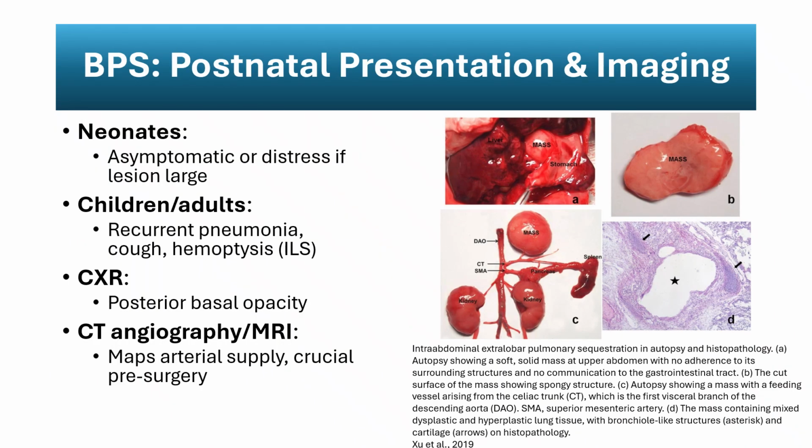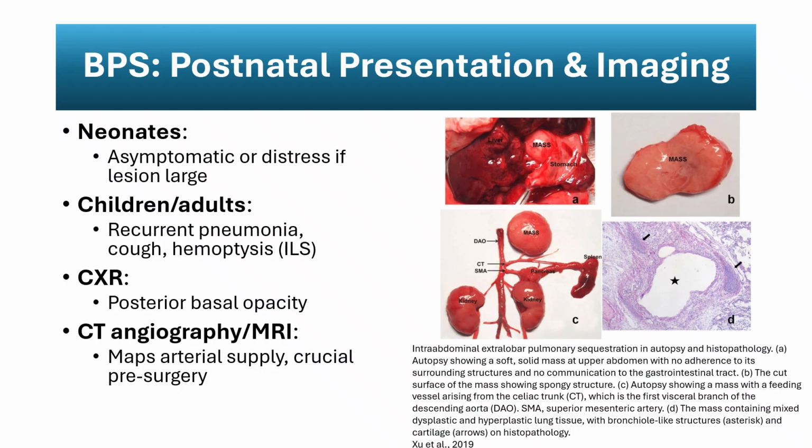Postnatal presentation of bronchopulmonary sequestration varies with lesion size and subtype. Neonates may be asymptomatic if the lesion is small, but large intralobar or extralobar sequestrations can cause respiratory distress due to mass effect or pulmonary hypoplasia. In older children and adults, intralobar lesions often present with recurrent pneumonia, chronic cough, or hemoptysis. Imaging is essential for diagnosis and surgical planning.